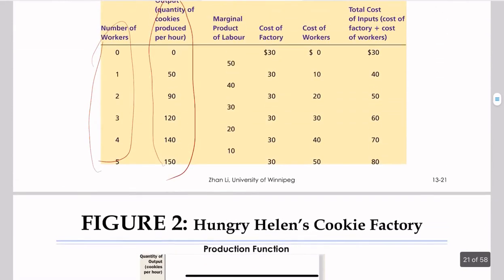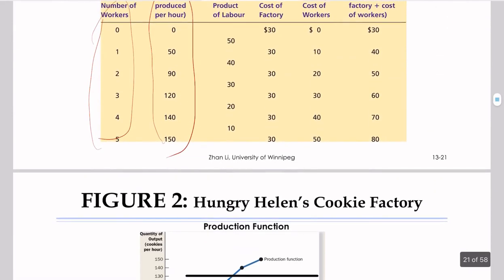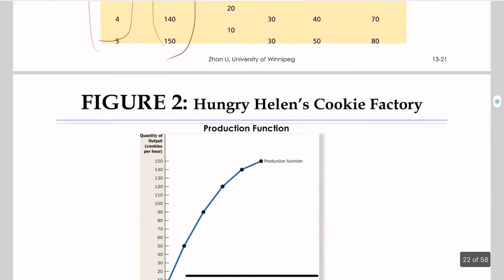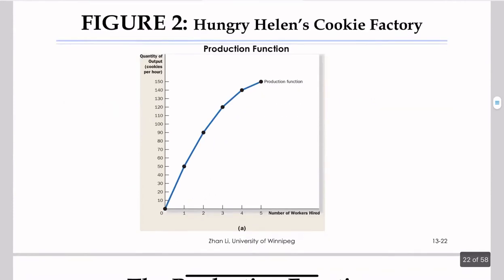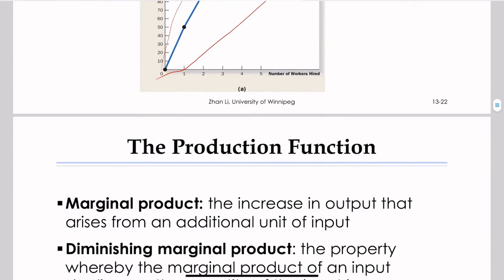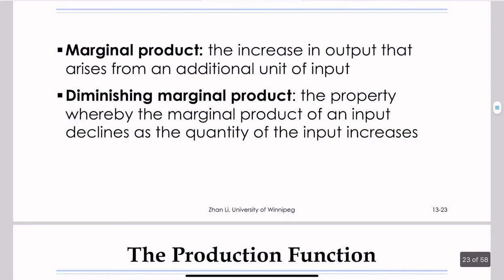Obviously, if you draw these two columns on this picture, you could see that the production function looks like this. And then, very importantly, we mentioned the definition of marginal product, which is the increase in output divided by this increase in the input.